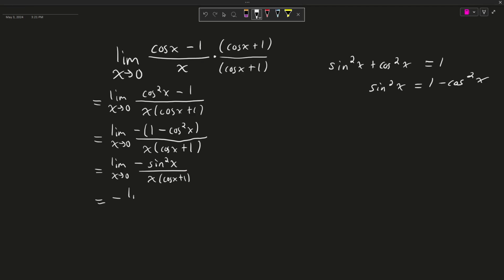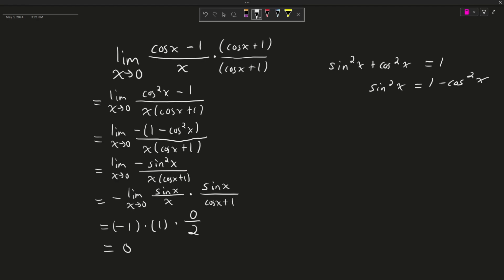So we have negative limit x approaches 0, and we can write sine x twice. So sine x over x times sine x over cos x plus 1. And you can evaluate these separately. So evaluating this, you're going to get 0 as such. So we get negative 1 times 1, like we just proved in the last video. And then this one is going to be 0 over 2. So this entire limit just becomes 0 because of this 0 multiplying everything through right here.